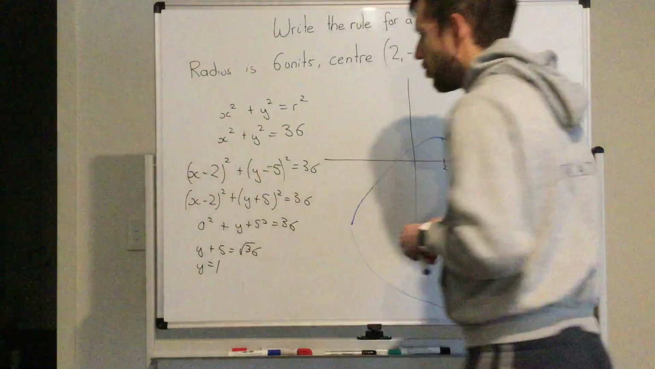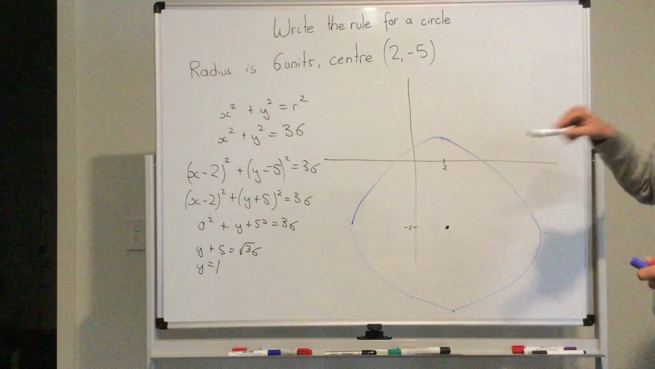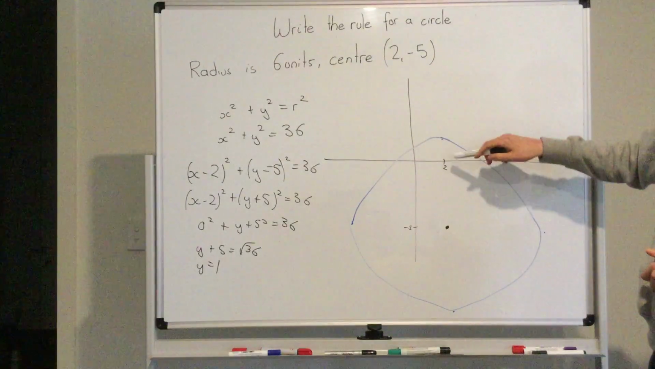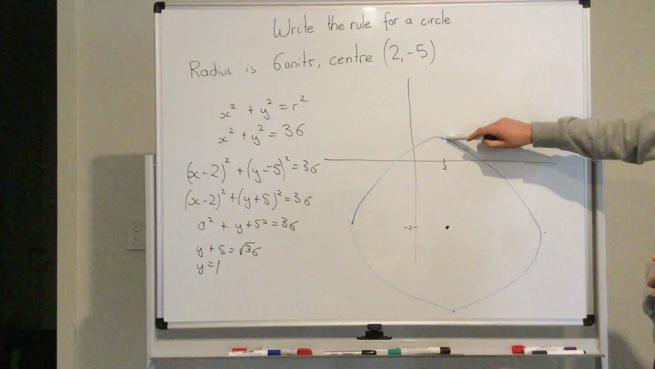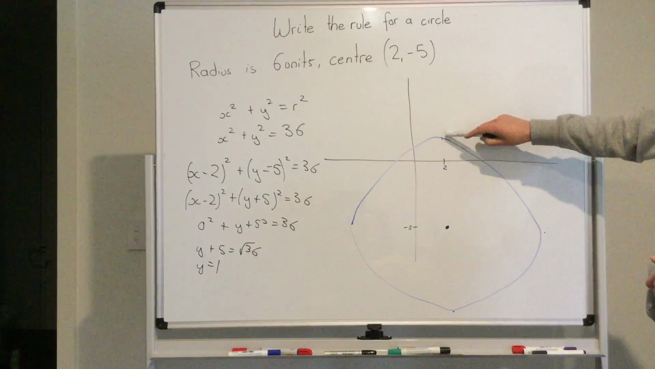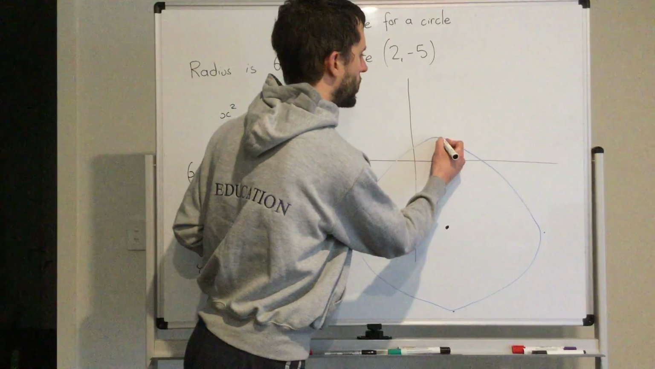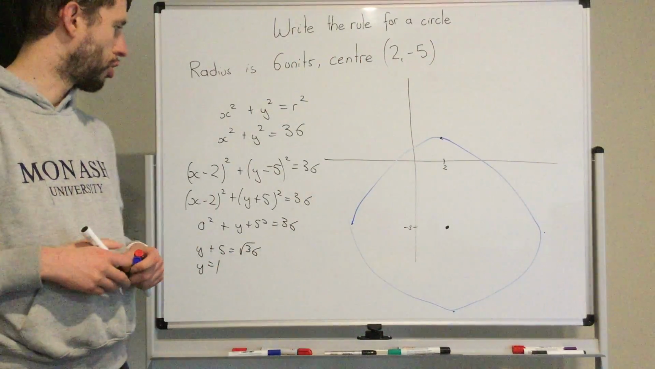Now let's double check that because I'm looking at this one up here at the moment. So at the moment it says x is 2, y equals 1. So that is correct. So I've just proven one of the spots on my circle.